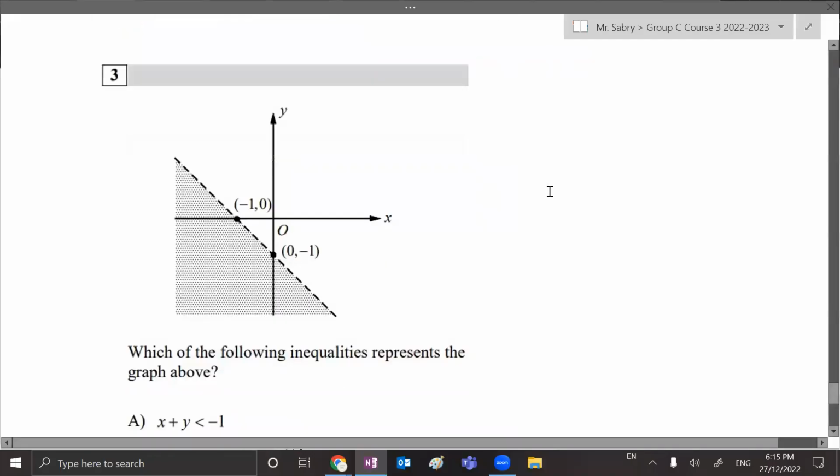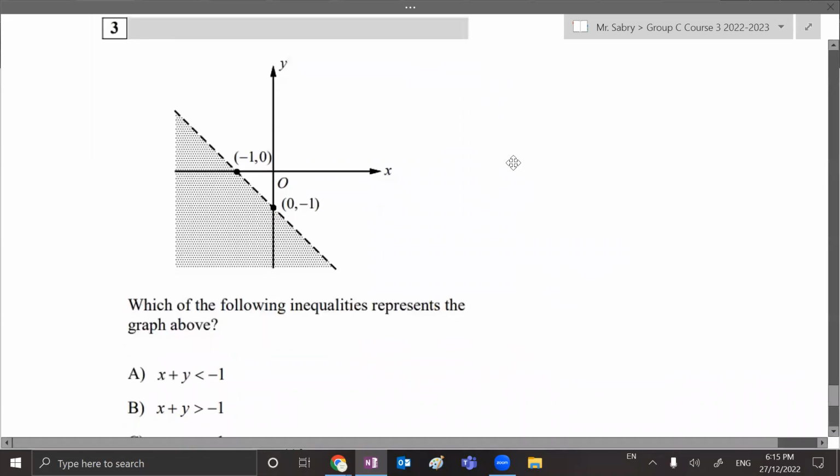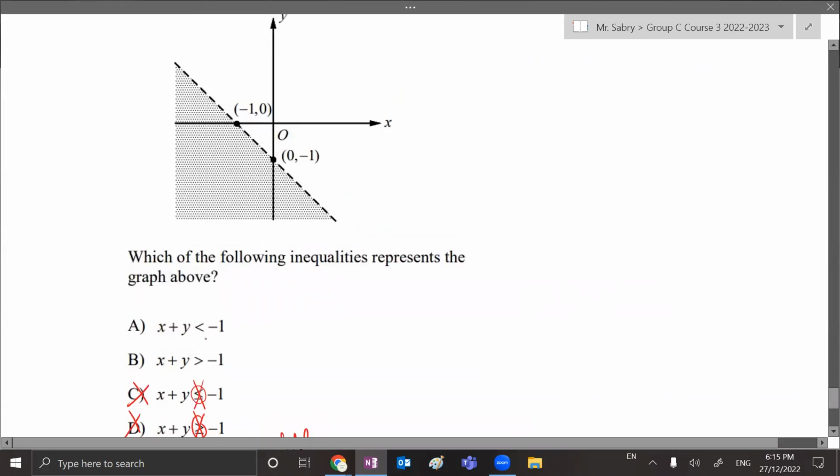Okay, let's work on number 3. We did already 1 and 2 as usual. So we're still looking at the same thing. There's a line, and apparently it's a dotted line. So therefore, the sign that has the equal is not really an option, just because it's not a solid line. It's a dotted line. So we excluded C and D right away. Now we're looking at the shading. That's everything mainly, because they're both exactly the same inequalities.